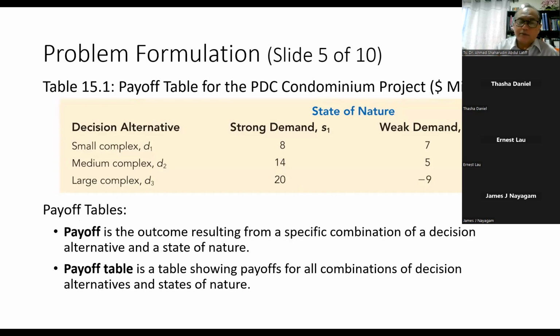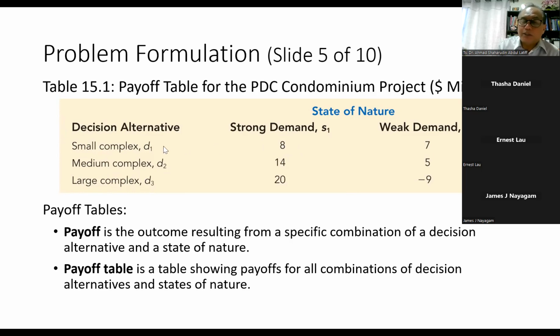They have decision alternatives here: small complex D1, medium complex D2, and large complex D3. If they choose the small complex, decision alternative 1, and there is strong demand, they will make an 8 million return.